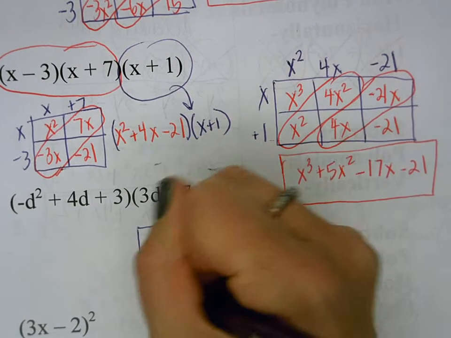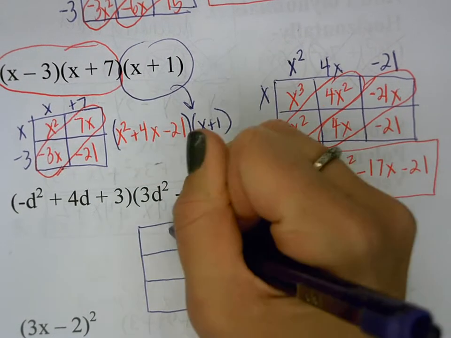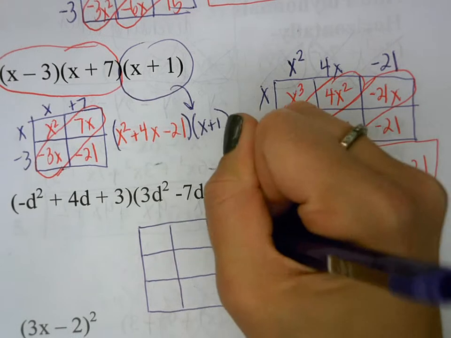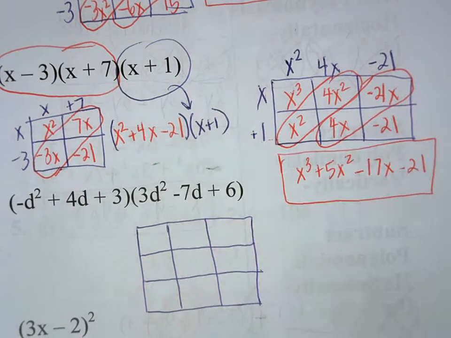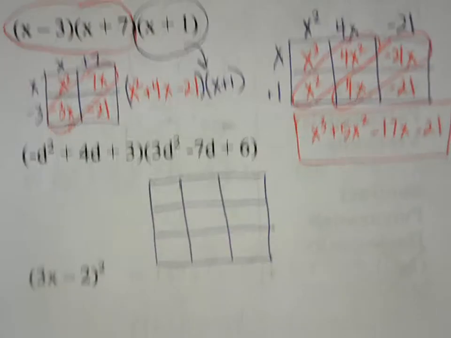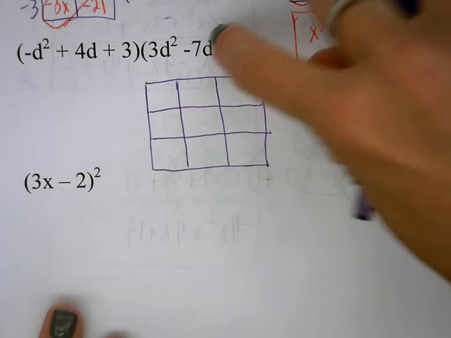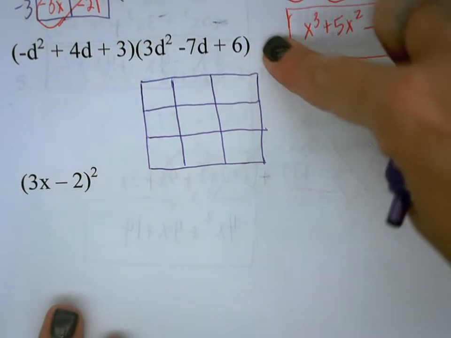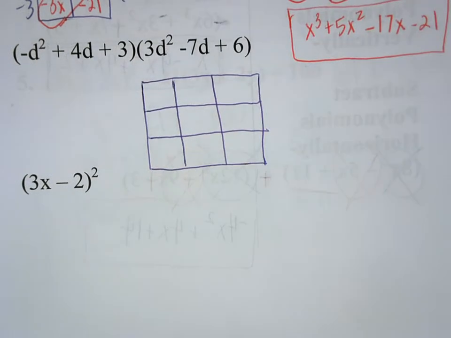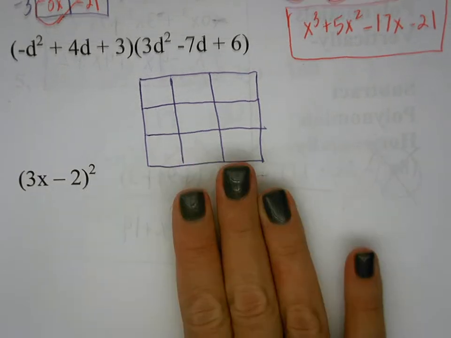So if you notice, the FOIL method starts to get a little complicated when you get to more terms, because you are multiplying this term to all 3 of these, then this term to all 3 of these, then this term to all 3 of these. The nice thing with the box is it organizes everything. So all your like terms are together. You're not having to search for your like terms. So I like the organization of this, okay?